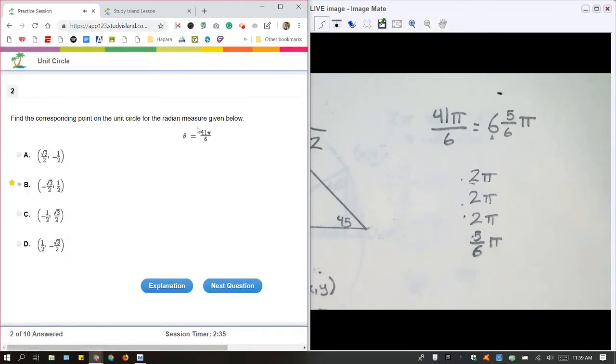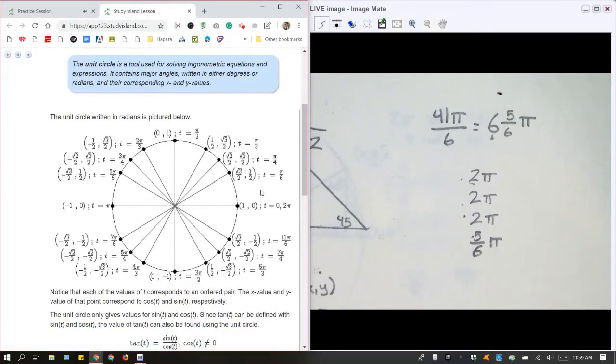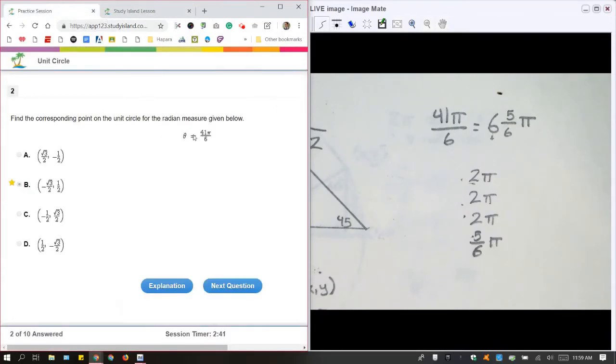So again, if it's more than just a simple measurement that you see already on your unit circle diagram, you're going to have to convert whatever it is into how many times you're going around the circle. And every 2 pi is one full rotation. So you can just kind of start over after that.